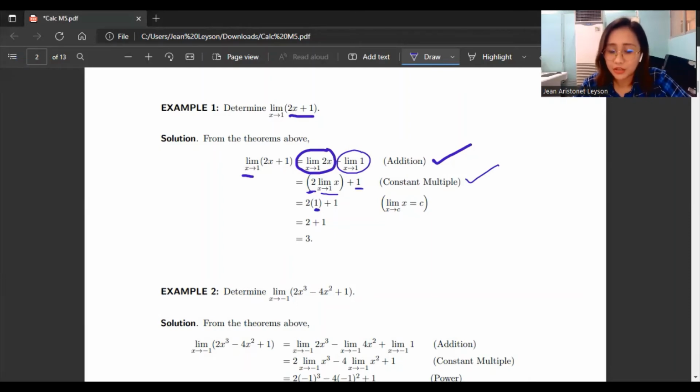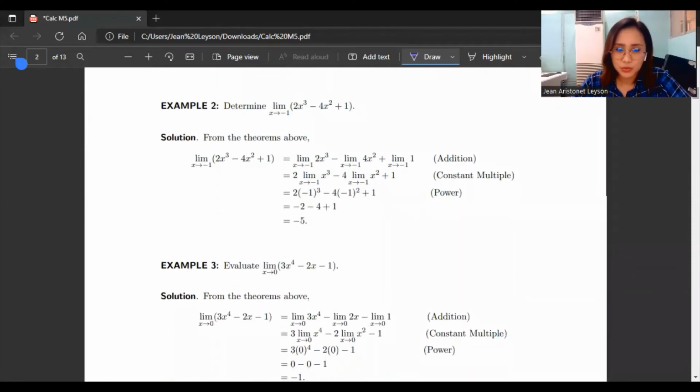And for the second term, since that is a constant, so the limit of 1, which is a constant, is of course 1. Now simplifying 2 times 1, that's 2, plus 1, that is 3. So it's actually like simply basic algebra. All you have to do is apply the rules, apply the theorems, then substitute, then simplify afterwards.